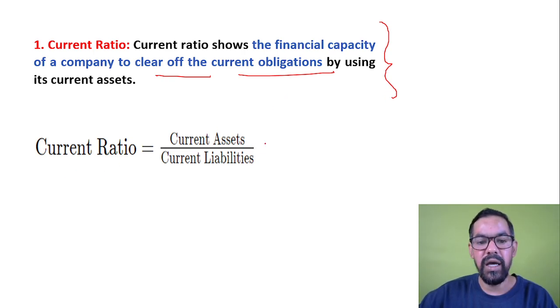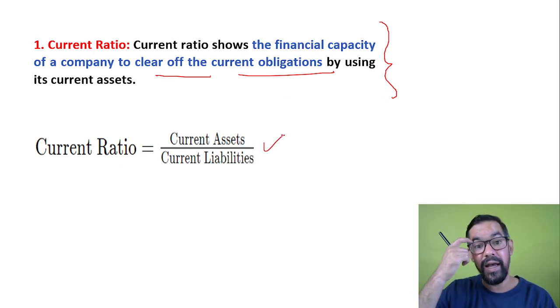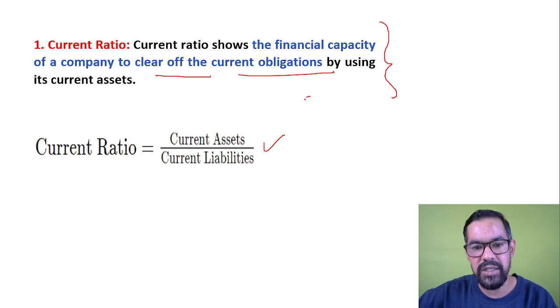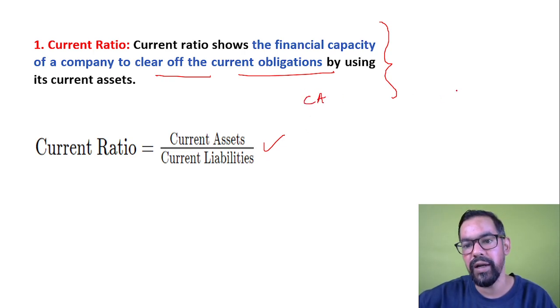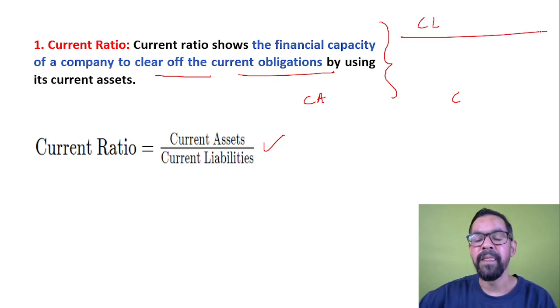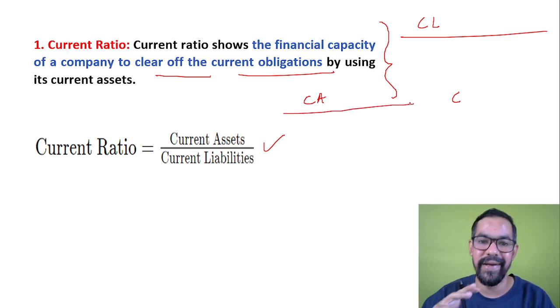The formula is current assets divided by current liabilities. Now, what are current assets and what are current liabilities? You need to know about these things, because if you have clarity, you will be able to make the right entries, or to pick the right entry.